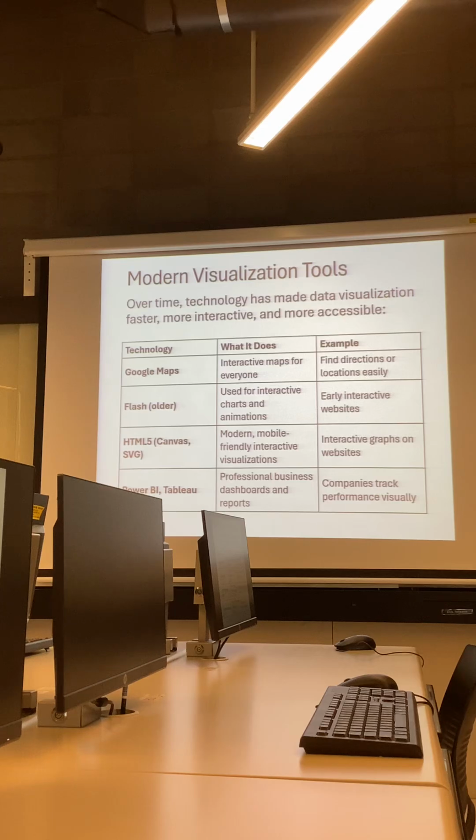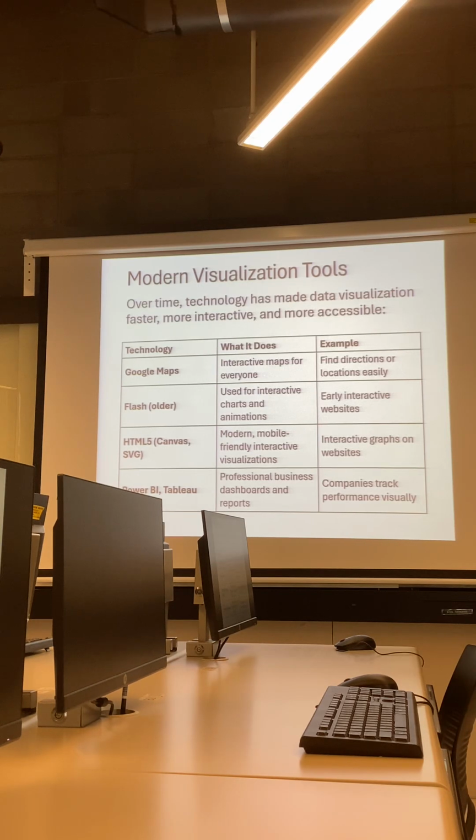Several modern visualization tools. For example, Google Maps, an interactive map for everyone. Back before 2005, the internet was a little hard to use and we still used manual maps. But now we have Google Maps that is more interactive. Even if you take a wrong direction, it will notify you that this is wrong and you need to turn back.